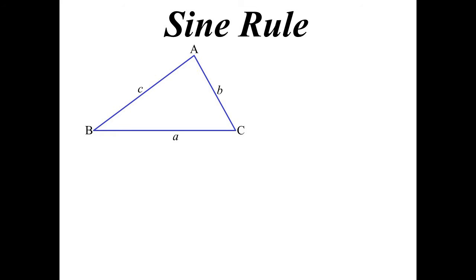So all our triangles at the moment have been pretty much restricted to right angle triangles. And obviously there's a lot more triangles than that, so we need some more rules. The first one is our sine rule. So here's just a general triangle.